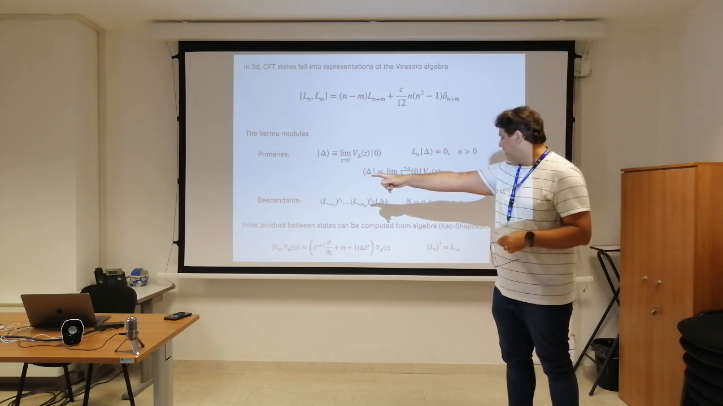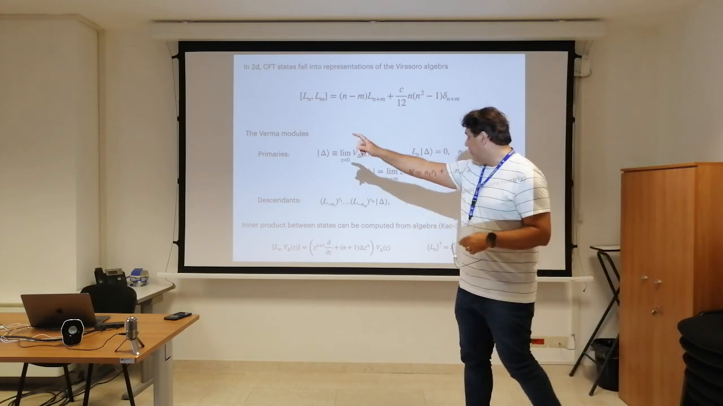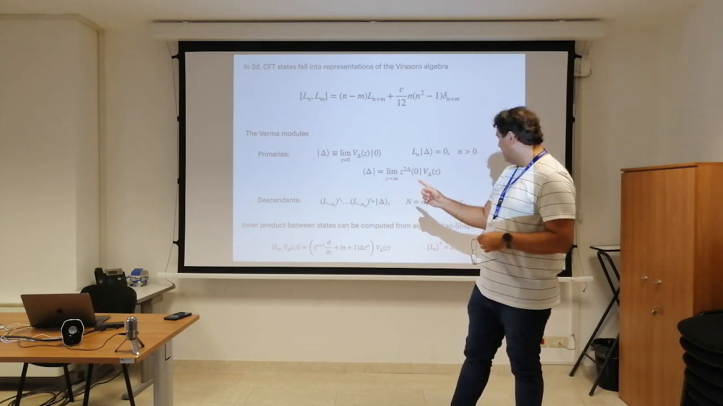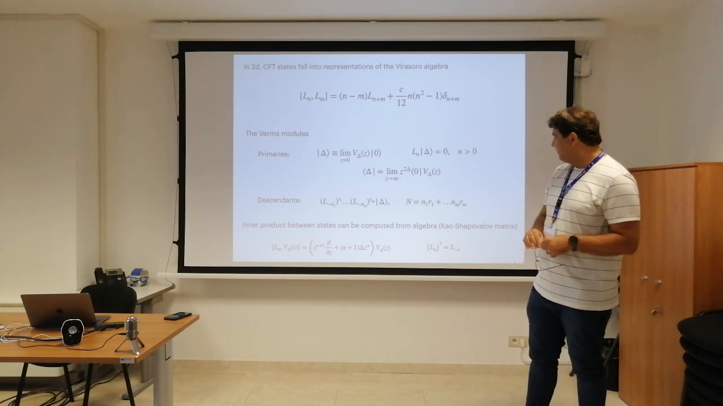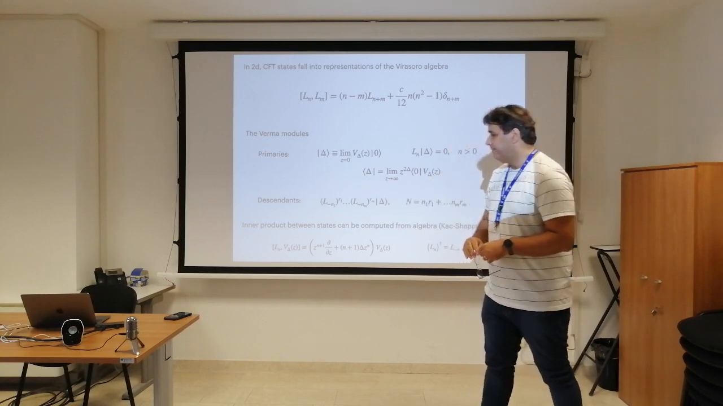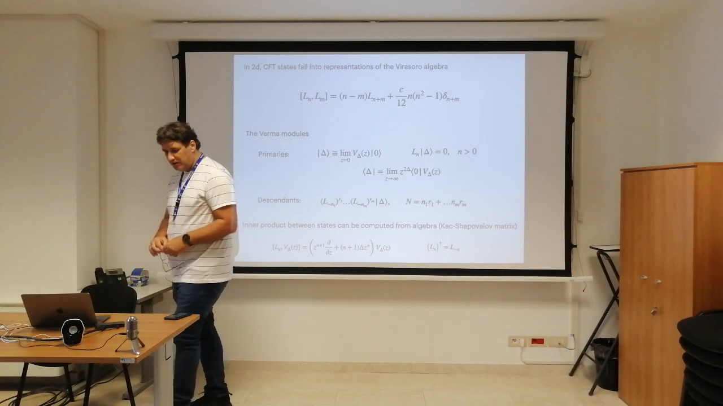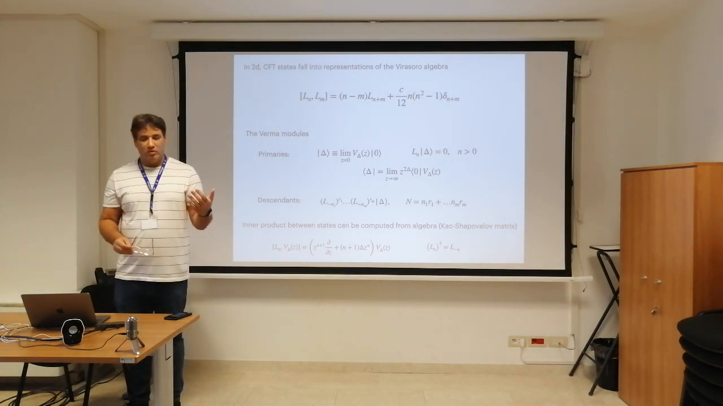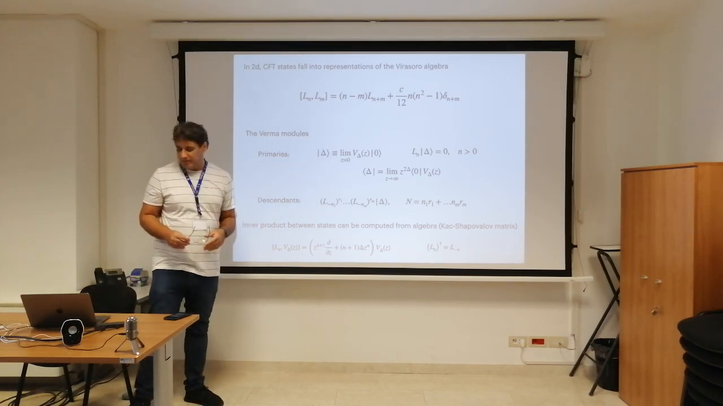If you act on that with Ln, n negative, you're going to generate new states. These states are not primaries anymore, they don't satisfy these conditions. They are eigenvectors of L0 with eigenvalue delta plus n, given by this combination, and they are called descendants. So this is a way, and usually a procedural way, to compute the space of states of all descendants of the state generated by some particular operator.